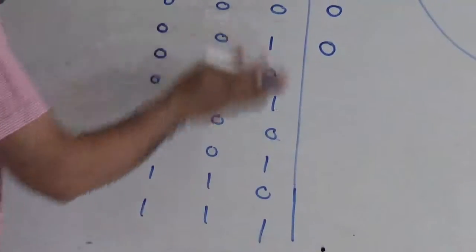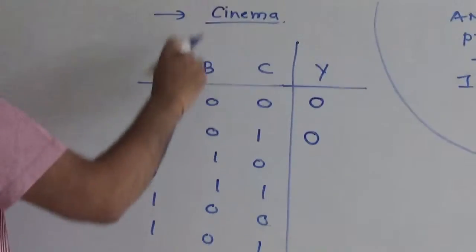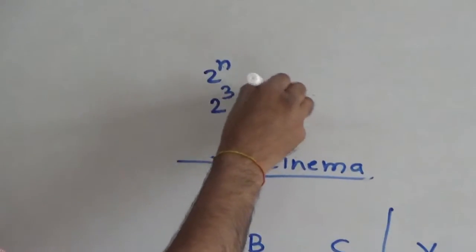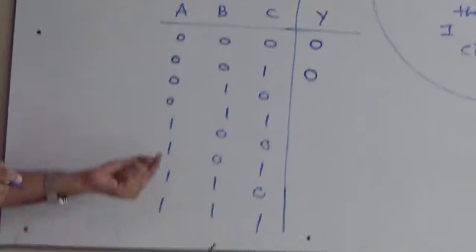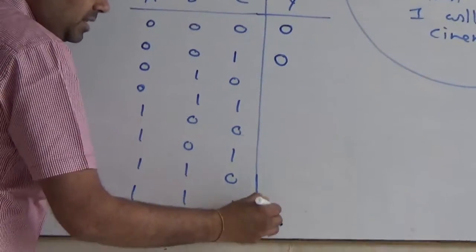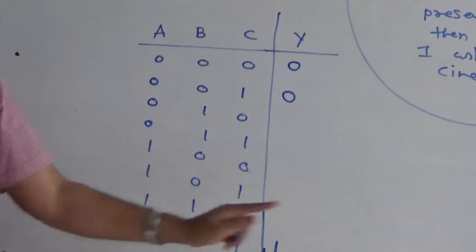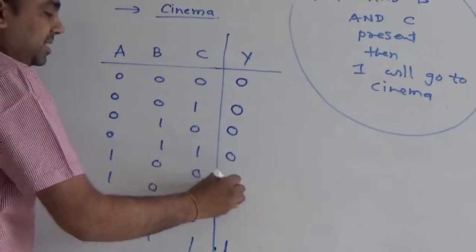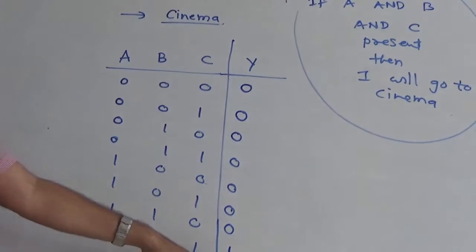Look at the possibilities. Actually, possibilities can be calculated as 2 raised to n, where n is the number of inputs. So here there are 3 inputs, so it is 2 raised to 3, which is 8 possibilities. Now looking at the possibilities, in what case is my decision 1? This is the only case where my decision is 1. Why? Because all friends are present, so I will go to cinema. And in other cases my decision is 0. So in this way my decision is 1 in the last case.